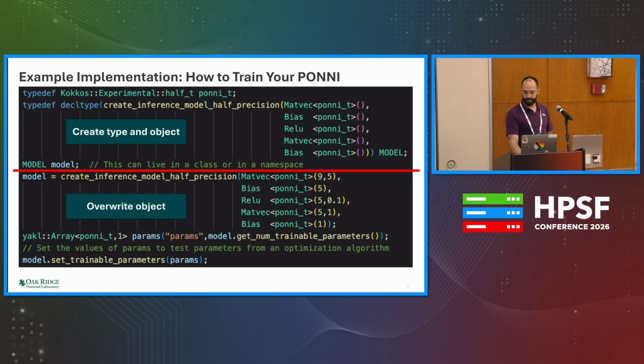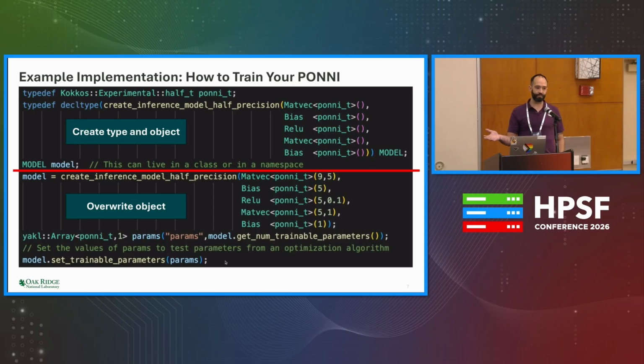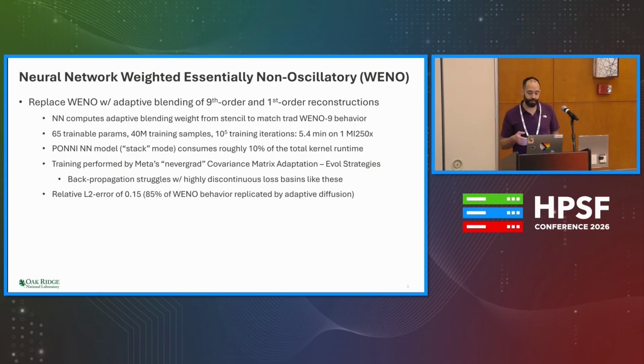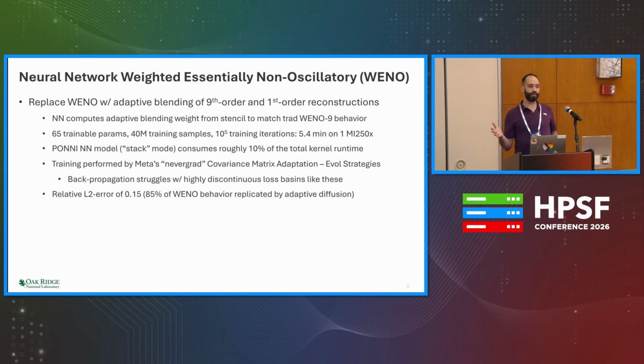And then you're going to overwrite that with a specific model that you want to allocate for your situation. It will tell you how many trainable parameters are inside the model, and you can have an external optimizer set those as a 1D array. And then test the results, create a loss function, go back to the optimizer, and that's how we can do an online training.